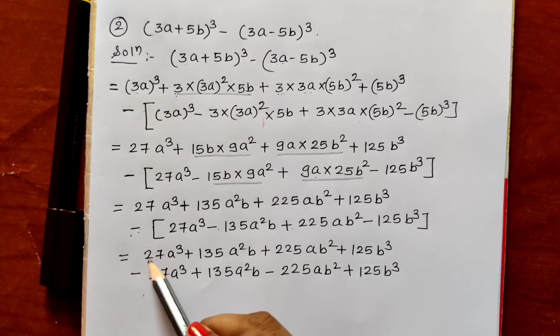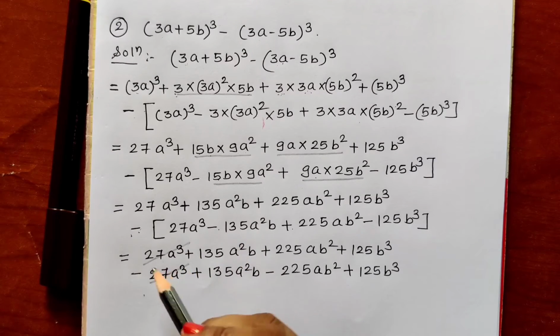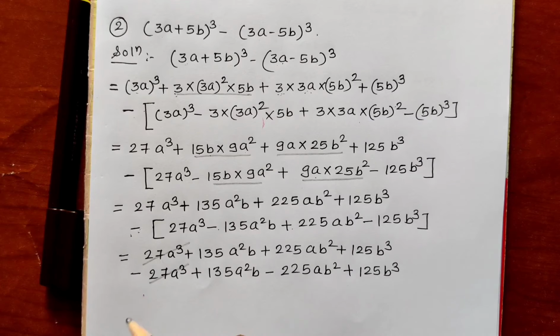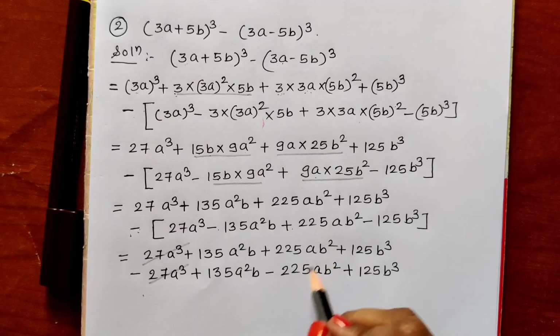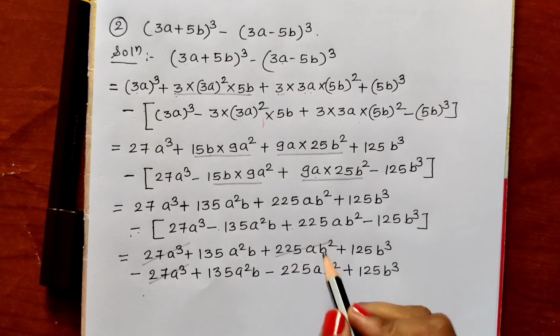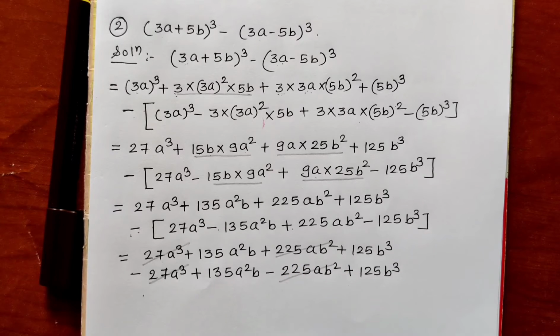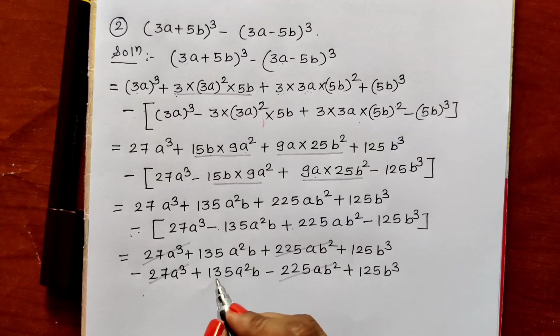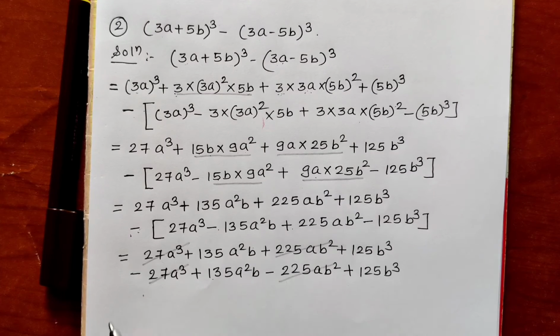As you all can see, 27a cube and minus 27a cube is there, so cut, because 27 minus 27 will be 0. 225 ab square minus 225 ab square, cut, because it will be 0. So what is remaining now? 135 a square b plus 135 a square b.